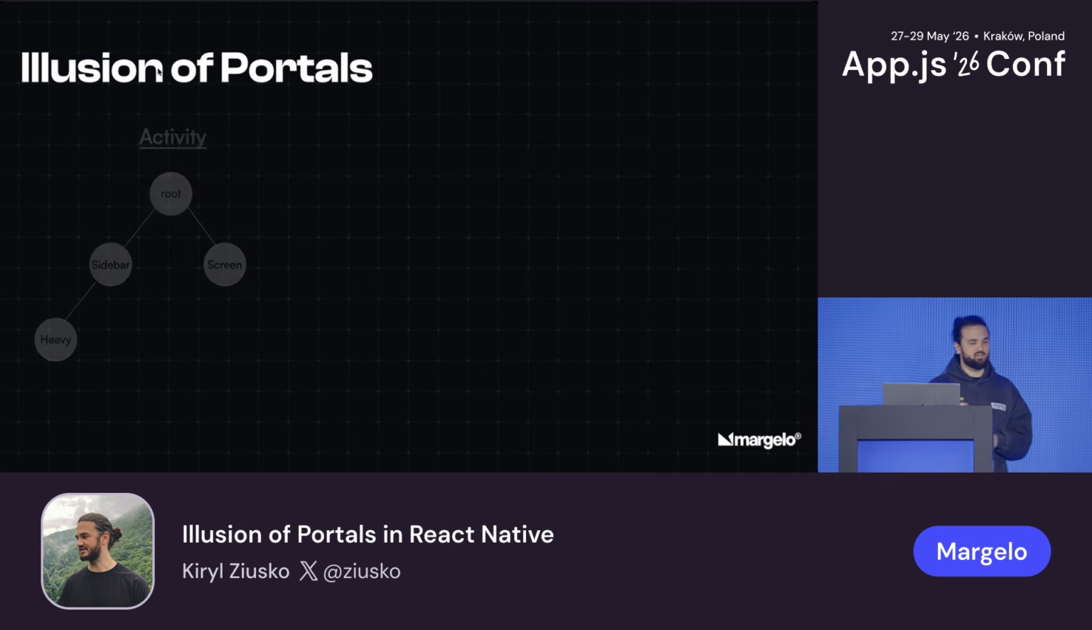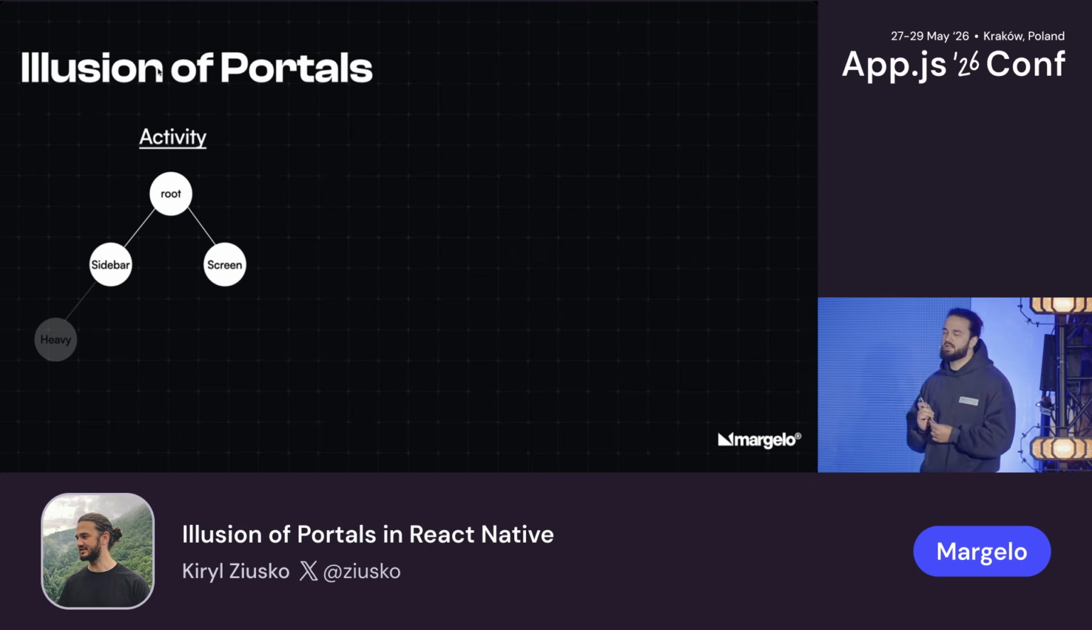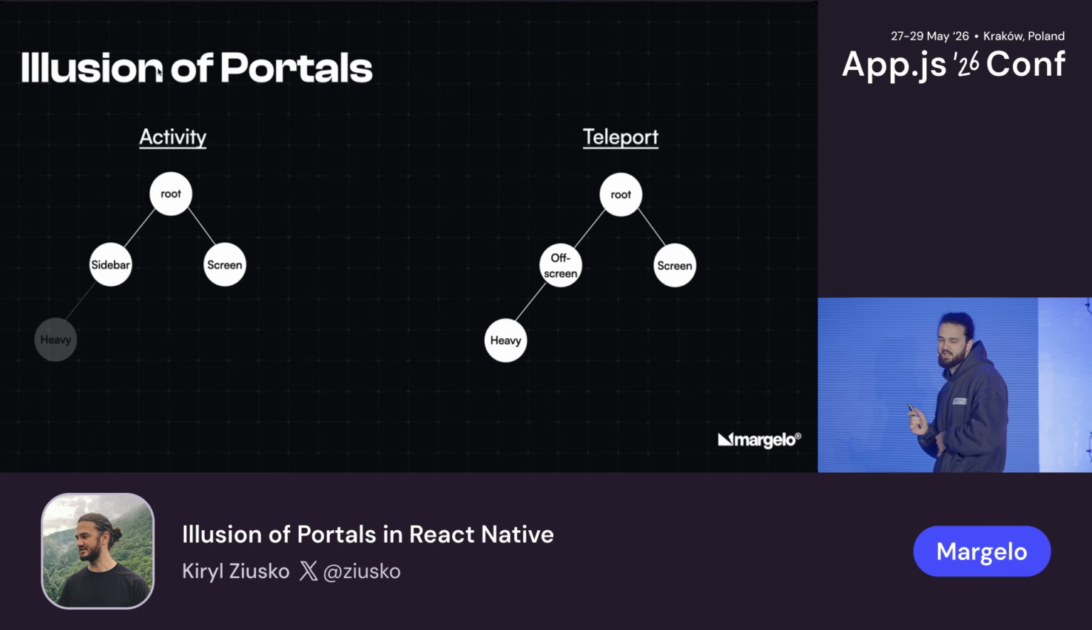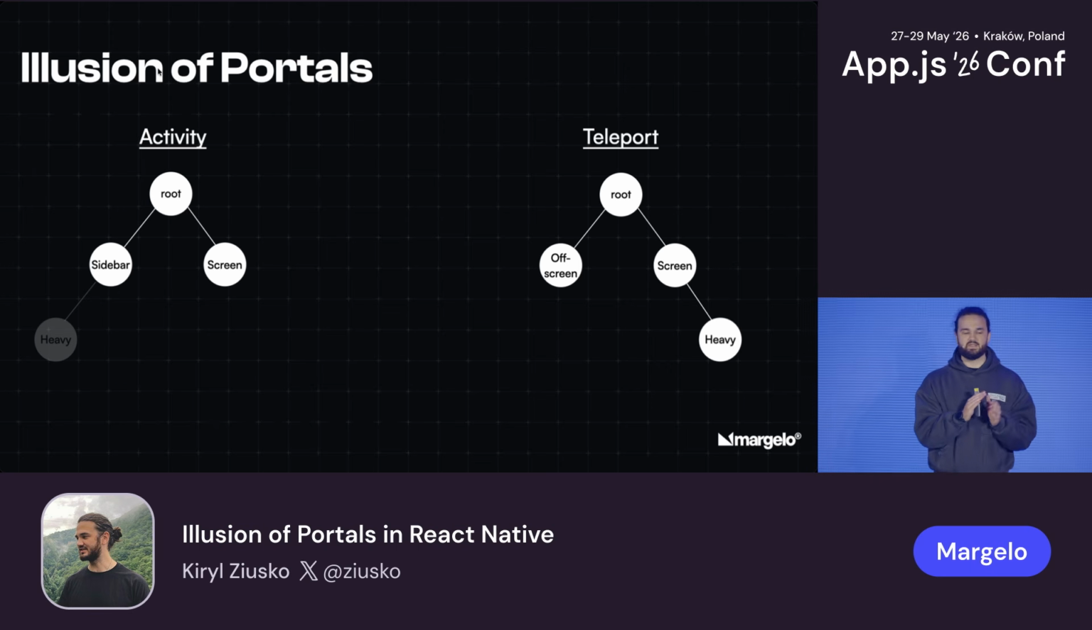Teleport works differently. Instead of keeping a component hidden in the same place, we can render it somewhere else in the UI hierarchy, keep it mounted and ready, and then simply move it on screen when we need it. So, one approach is about preserving UI while it's inactive. The other is about relocating live UI between different elements.